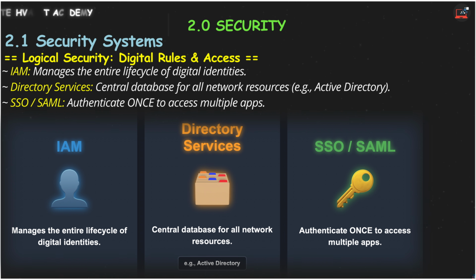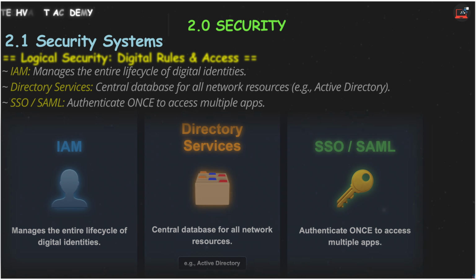It manages the entire life cycle of who gets access to what. It all starts with directory services, like Active Directory, which is the central phone book and master key registry for the entire network. To make life easier, we use Single Sign-On, or SSO, which is like a master key card that lets you authenticate once to access multiple applications. For web apps, this is often handled by SAML, an open standard that acts like a digital valet, confirming your identity with a trusted source before granting you access.